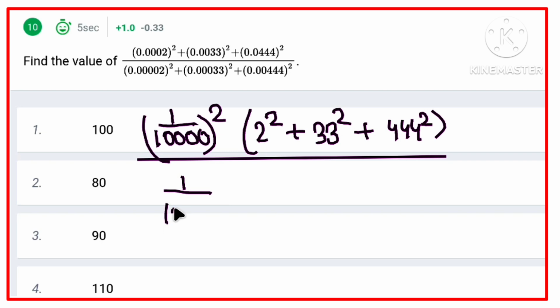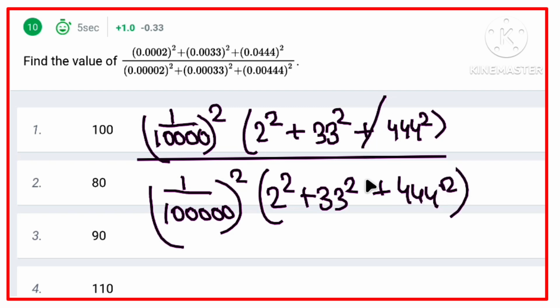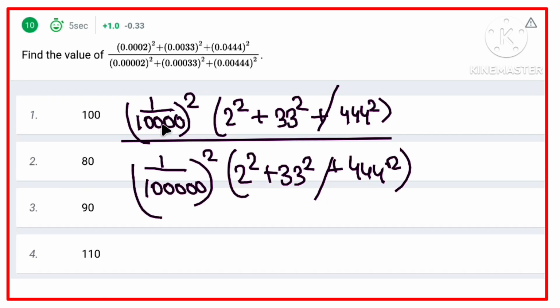So we can take 1 divided by 1 lakh, whole squared, common over here, and we will be left with 2 squared in the first term, plus 33 squared in the second one, and 444 squared in the last one. So in the numerator and denominator, these two will get cancelled. Now we are left with this. Let us calculate and get our answer.